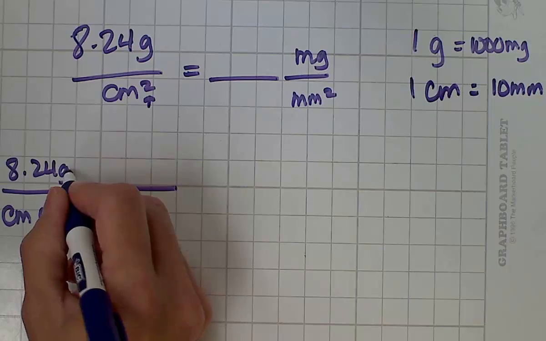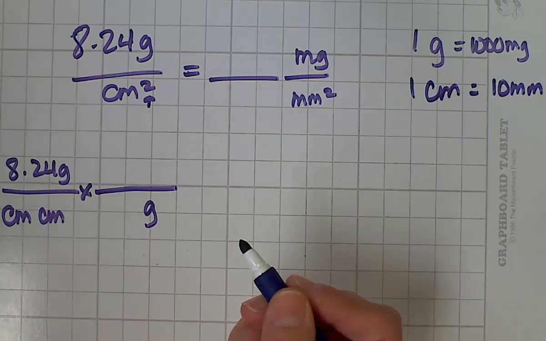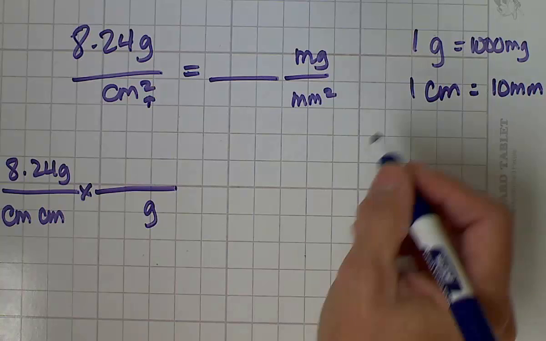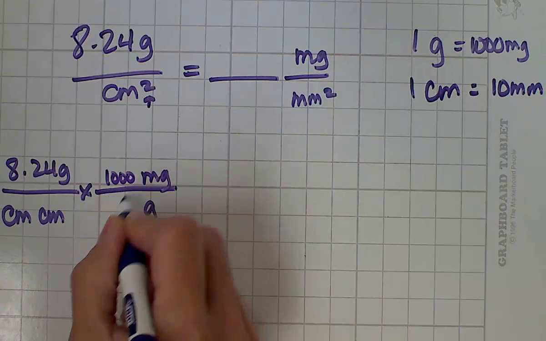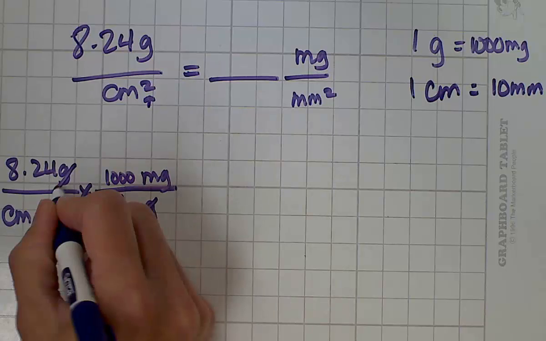Grams is in my numerator, so to get rid of it, it needs to be on the opposite side of the line, it needs to be in the denominator. I'm going to end up with milligrams. I have 1,000 milligrams for every gram, and my grams cancel out.